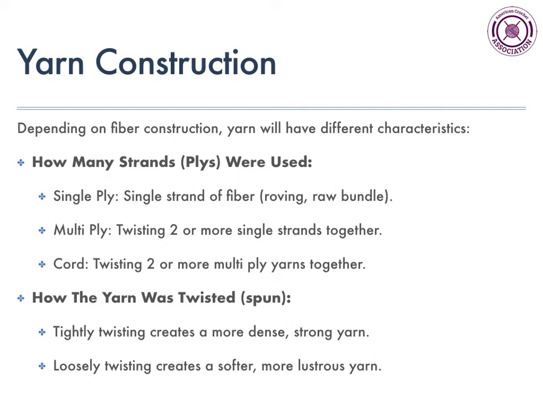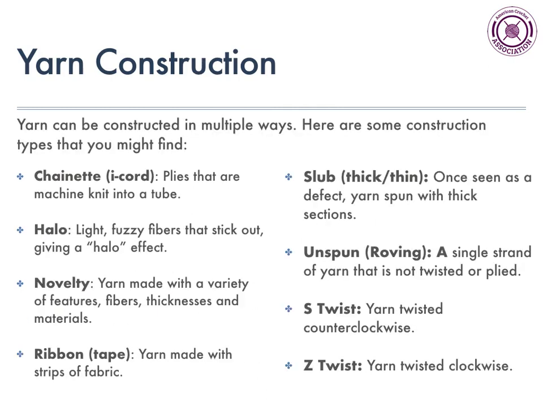Now, how was that yarn twisted? Or how tightly was it twisted together? That's going to be another defining characteristic. Now, if it's really tightly twisted together, you're going to have a very dense, strong yarn. However, if those plies were really loosely twisted together, you're going to see a much softer, much more lustrous, much more lofty yarn.